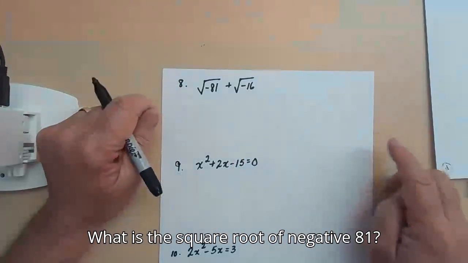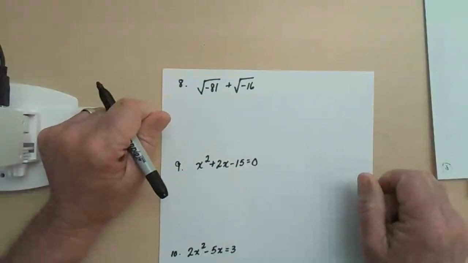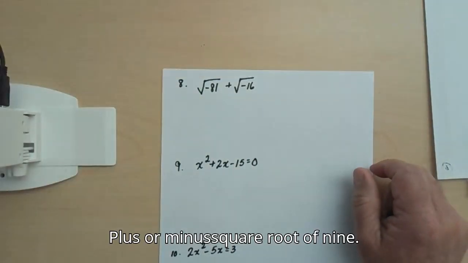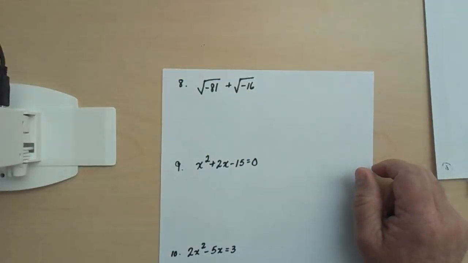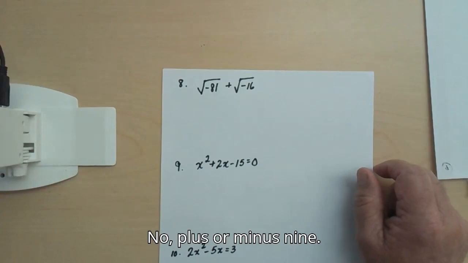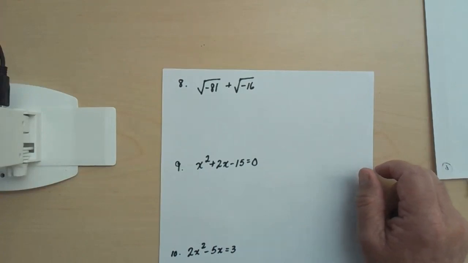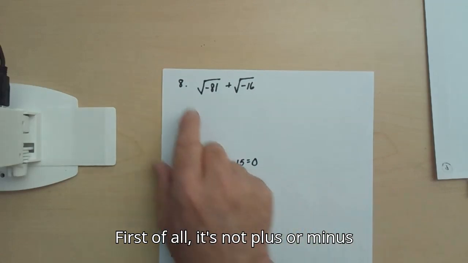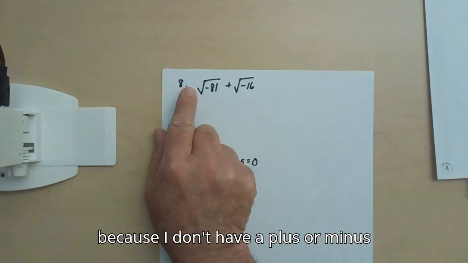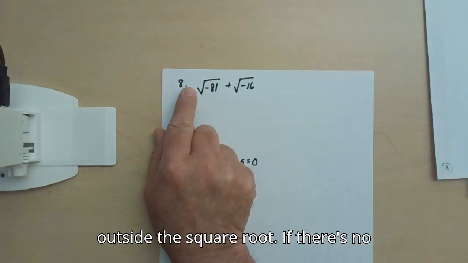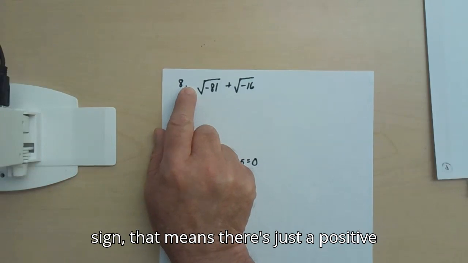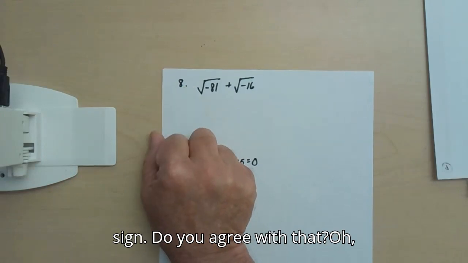What is the square root of negative 81? Plus or minus square root of 9. No, plus or minus 9. First of all, it's not plus or minus because I don't have a plus or minus outside the square root. If there's no sign, that means there's just a positive sign. Do you agree with that?